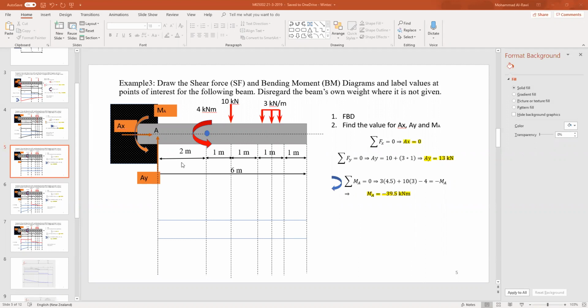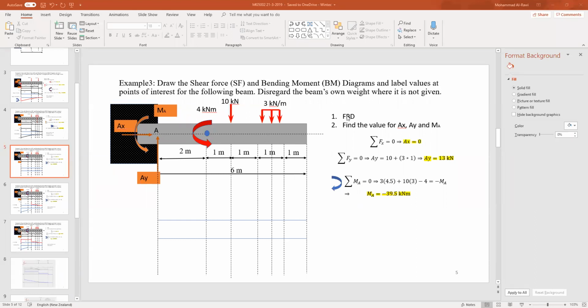So this example is different from the others. We solved one example with 2 point loads, a second example with 1 point load and UDL. This example has 1 point load, UDL, and there is a moment around this point, 4 kilonewton meters.